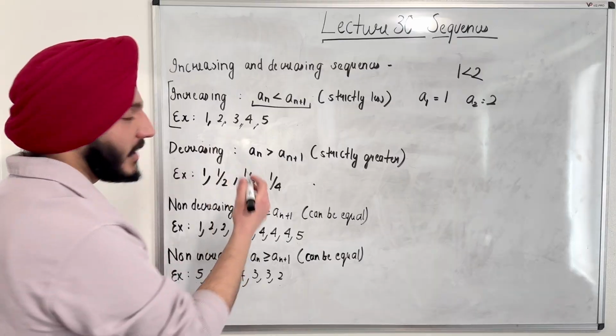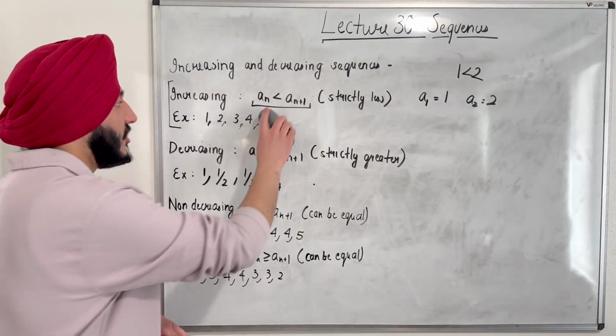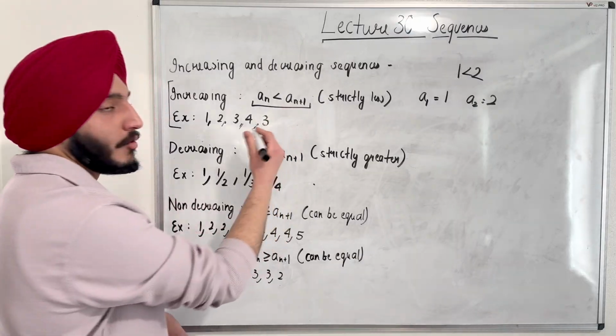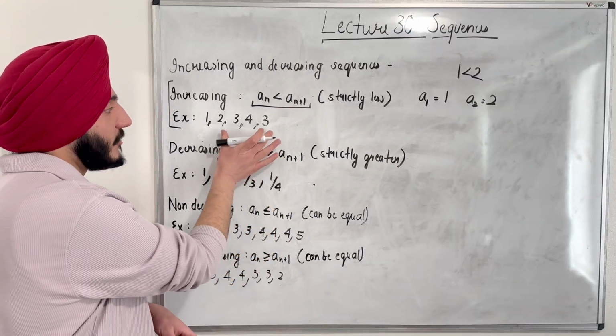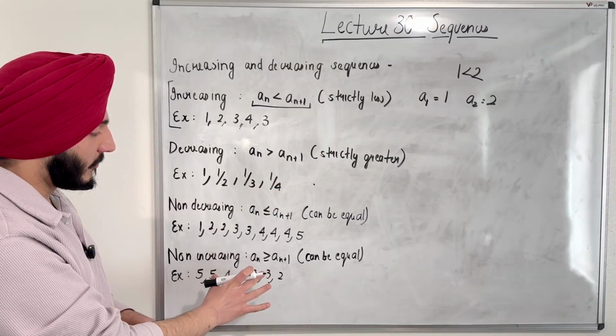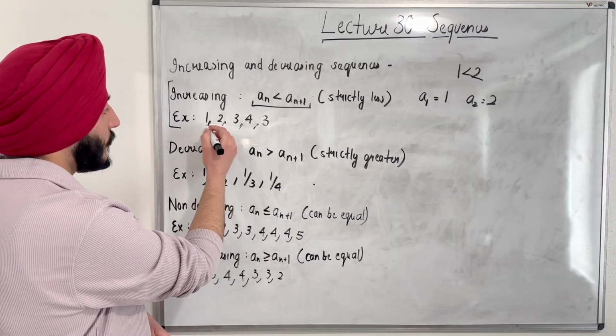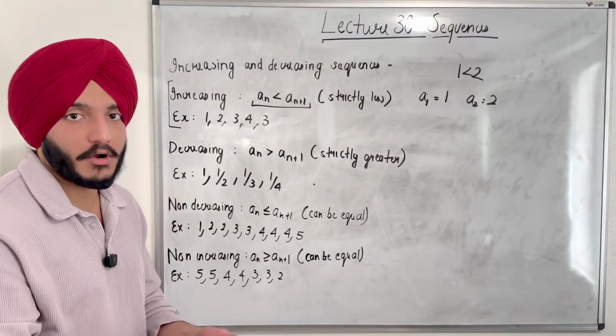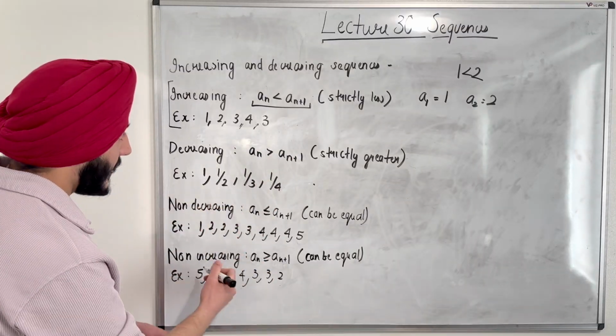But if I made a small change, let's say I changed this to, let's say, 3. Now this would no longer be increasing. It would actually be none of these possible types, right? Because I kept on increasing 1, 2, 3, 4, and then I decreased again. So it's not increasing, it is not decreasing, and it's neither of these.